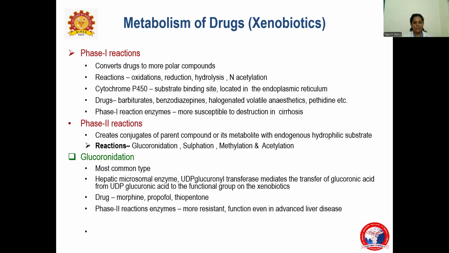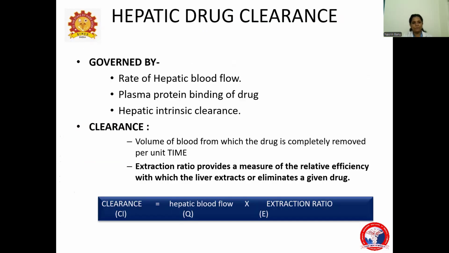Hepatic microsomal enzyme UDP glucuronyl transferase mediates the transfer of glucuronic acid from UDP glucuronic acid to the functional group on the xenobiotics. Drugs that undergo glucuronidation are morphine, propofol, and haloperidol. The phase 2 reaction enzymes are more resistant and function even in advanced liver disease.